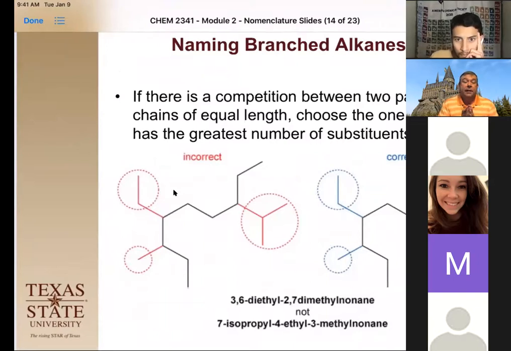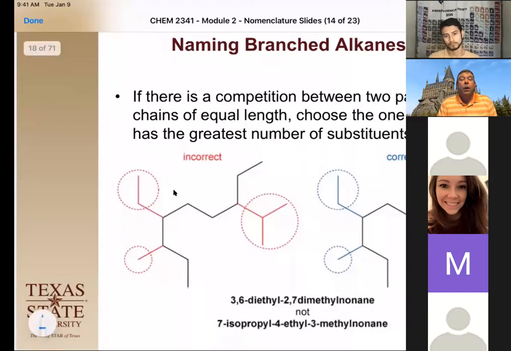Now let's say we start to get a little more complicated. Okay, these are both compounds that are theoretically possible here. And let's say that we can count the same number of atoms in the parent chain. Okay, so note these are the exact same compound. So we're just looking at ways to name this exact same compound correctly.